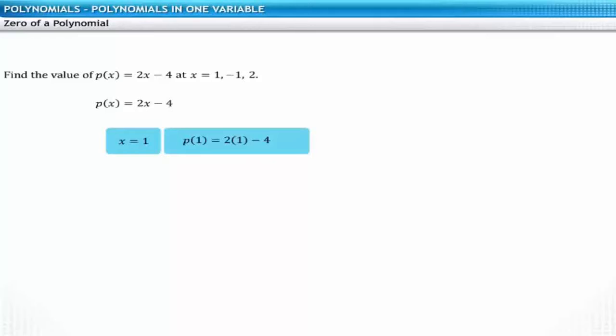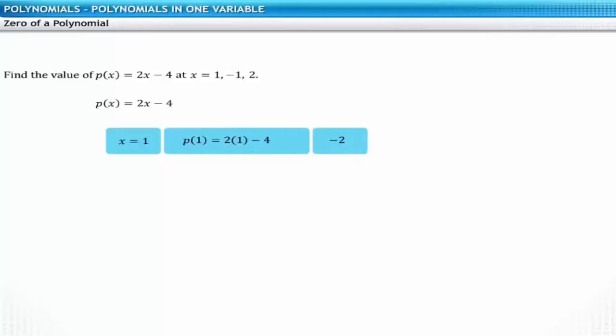Find the values of a linear polynomial p of x is equal to 2x minus 4 at x is equal to 1, minus 1, and 2. Let's solve the polynomial for each of these values of x. First, substitute x with 1 in the polynomial. The value of the polynomial is minus 2.